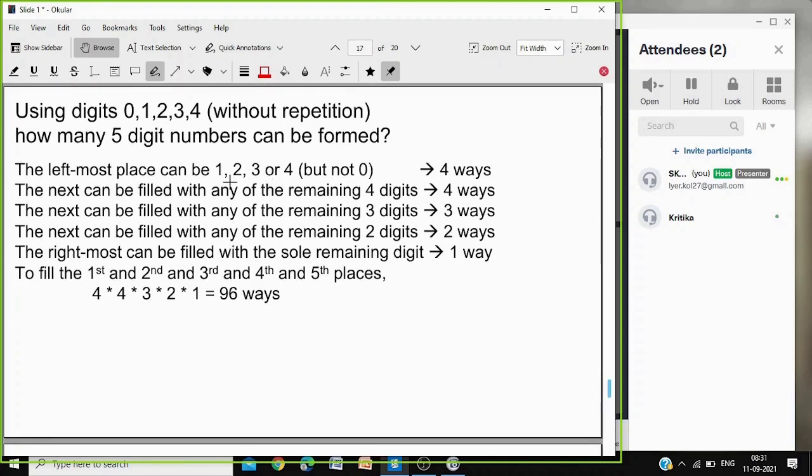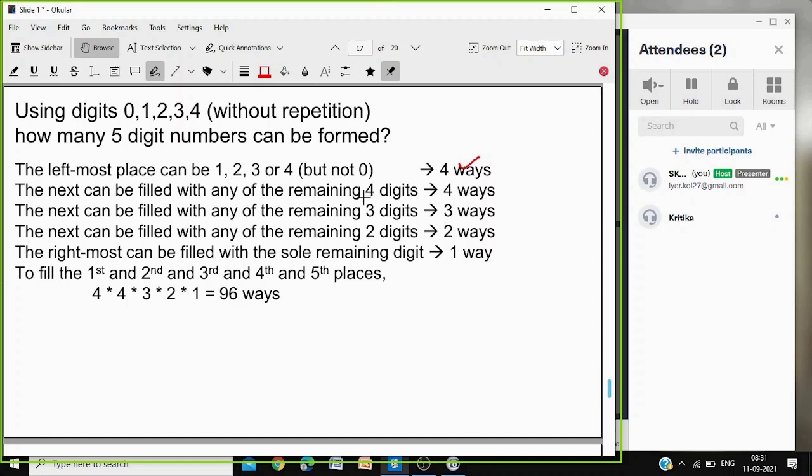So you can fill it with either 1 or 2 or 3 or 4. That means you have got 4 ways of doing it. Either with 1 or 2 or 3 or 4 you can fill the place, but not with 0. The next one can be filled with 0 as well.